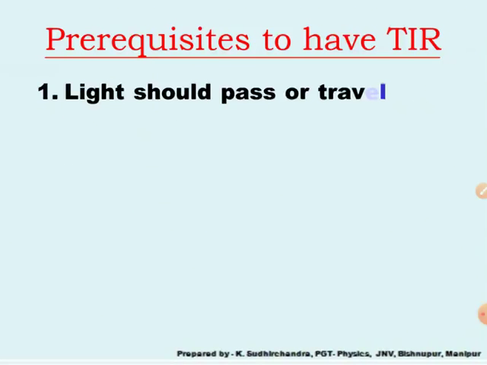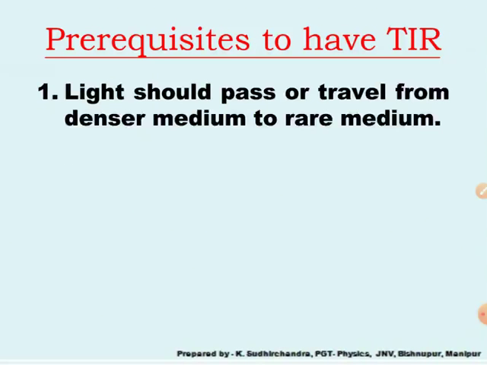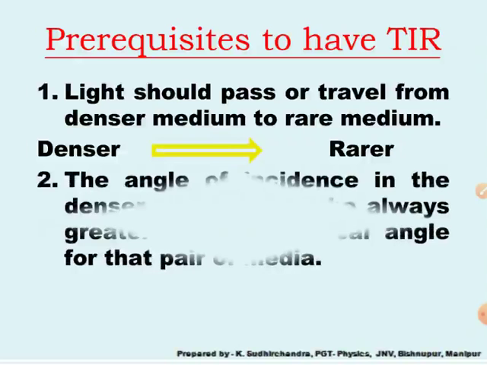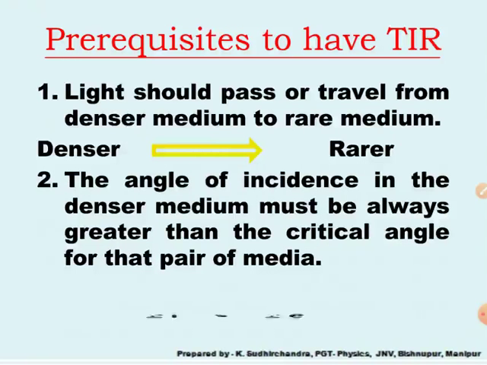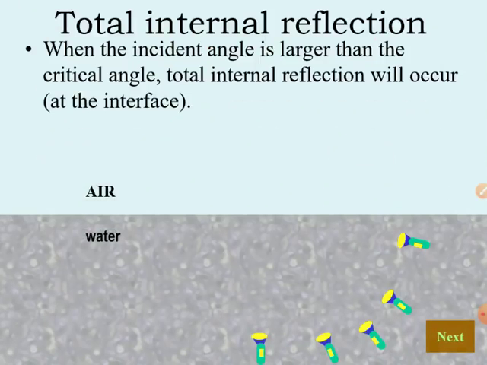Now, what are the prerequisite conditions to have total internal reflection? The conditions which are essential for total internal reflection are that light should travel from denser medium to rarer medium, and the angle of incidence must be greater than the critical angle. Then what is meant by this critical angle?